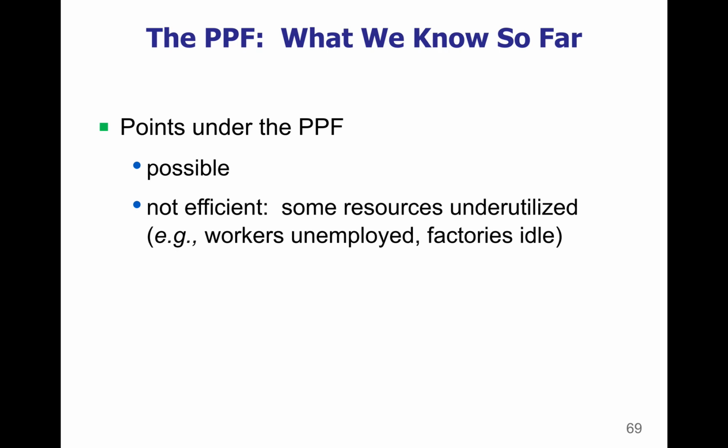This could be that laborers are on strike or they're sick and not working. Some of our machinery could be broken. All sorts of different things can happen so that you're not producing the amount of output you could produce at the time.